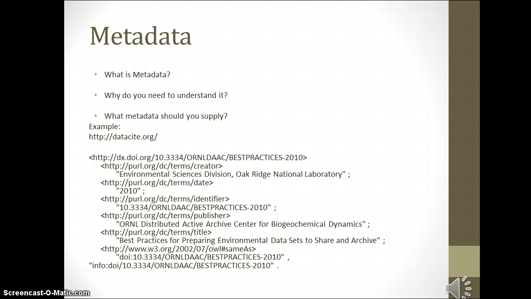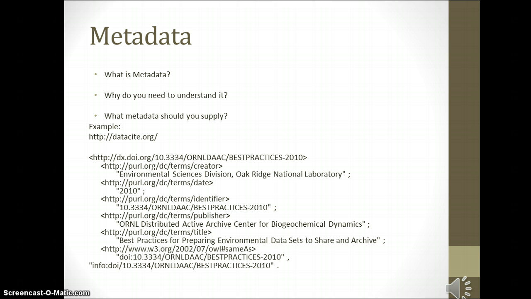Now, we finally come to metadata. We've discussed it quite a bit. What is metadata? Metadata is data that provides descriptive information such as content, context, quality, structure, and accessibility about a data product and enables others to search for and use the data product.